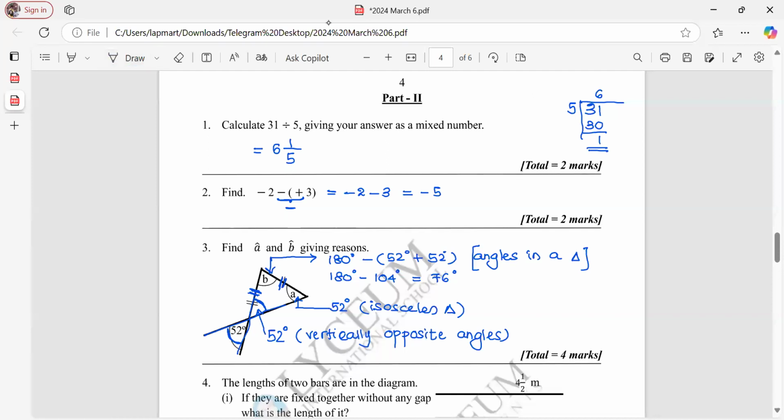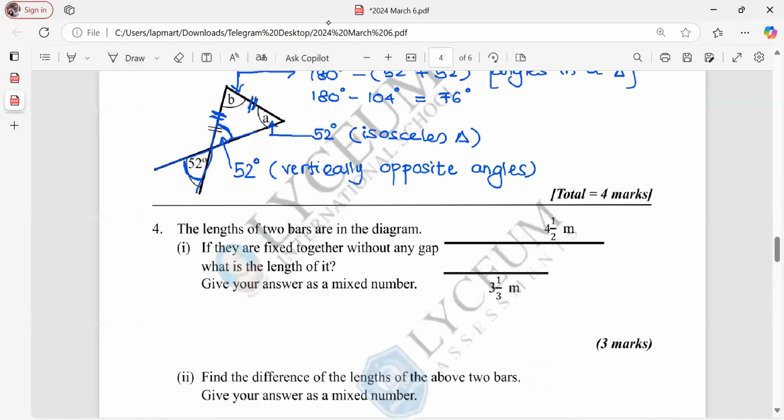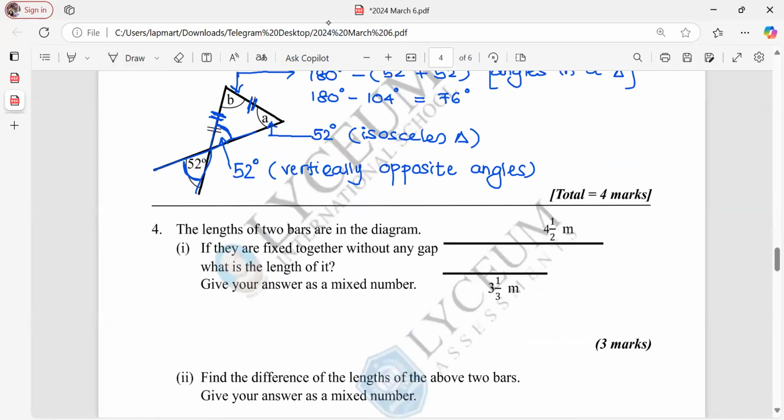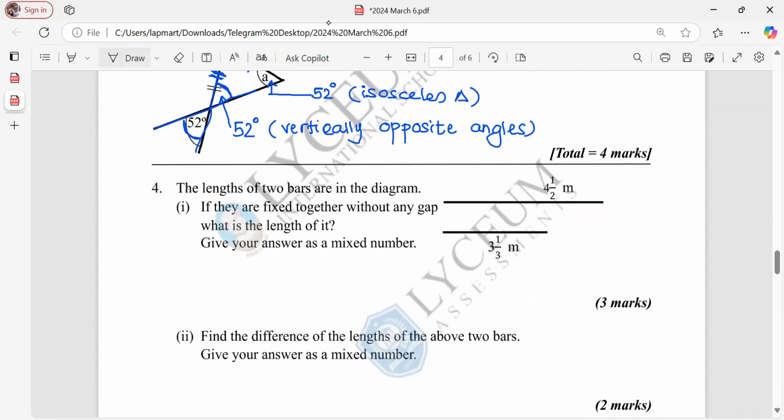Right, so then we will move to the next question. The lengths of two bars are in the diagram, right? 4.5 and 3 1/3. If they are fixed together without any gap, what is the length of that? Simply what they ask is that they are just combining without having any gaps. So you want to find the length of the new bar, right? What you want to do is add 4.5 and 3 1/3.